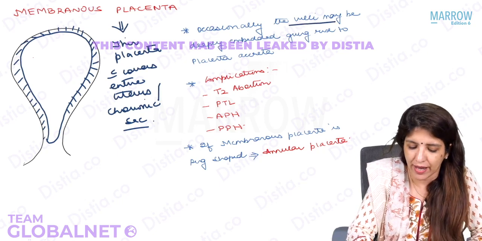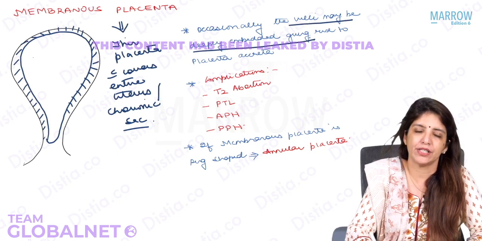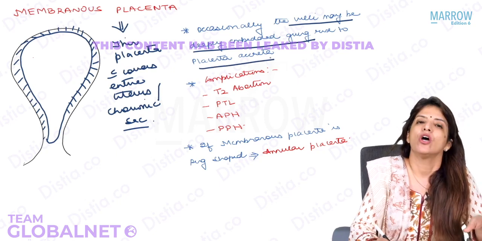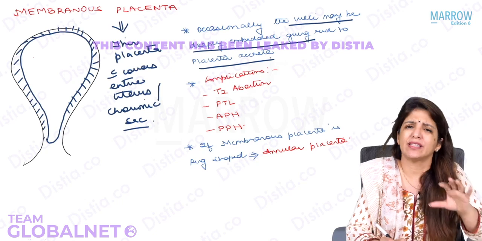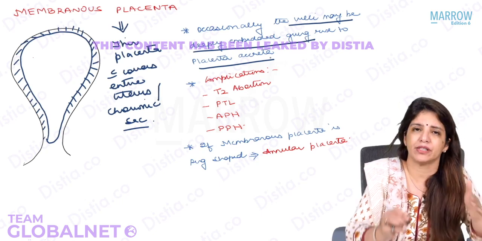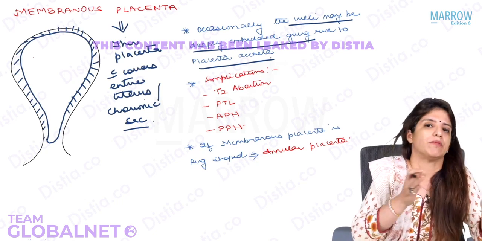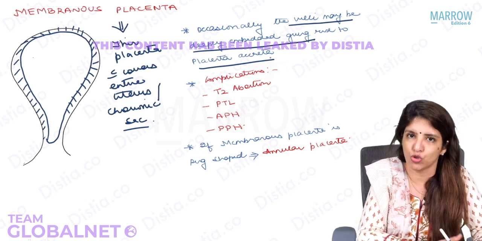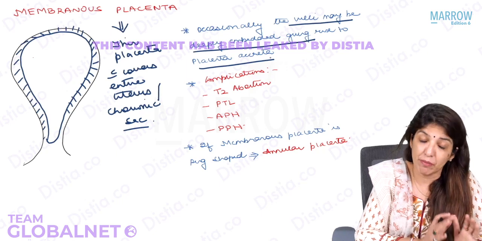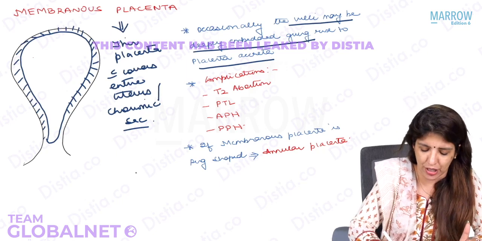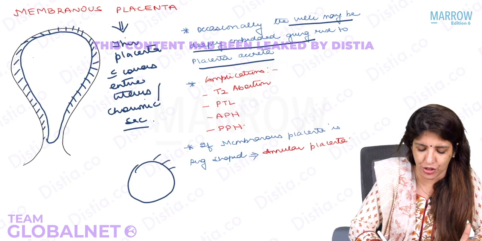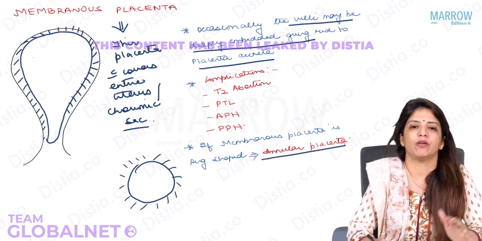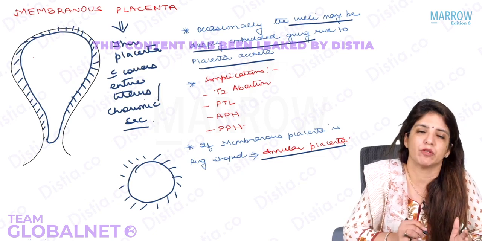Occasionally, these villi may be deeply embedded, and then it may give rise to placenta accreta. So membranaceous placenta happens rarely, but it may happen that these villi go very deep and give rise to placenta accreta. What is placenta accreta? I'll tell you shortly. Similarly, if the membranaceous placenta is ring-shaped, if it is a proper ring shape, then it is called an annular placenta or a ring-shaped placenta.